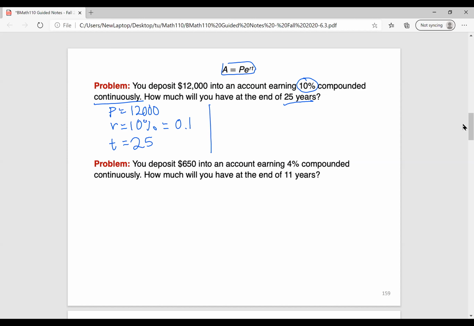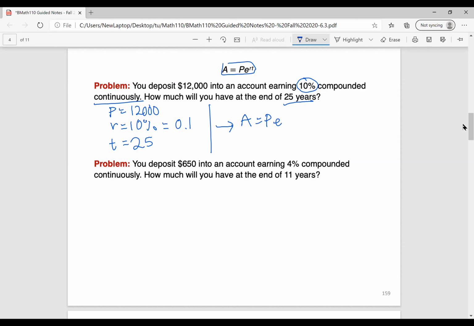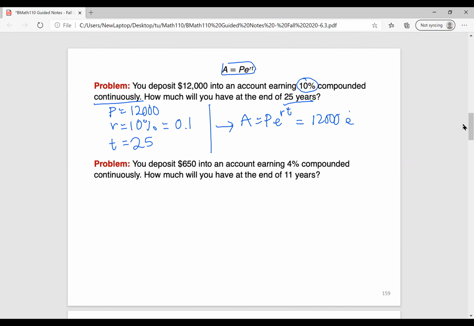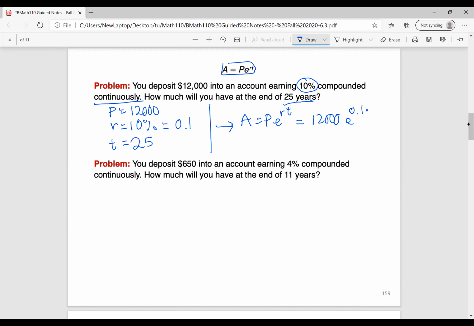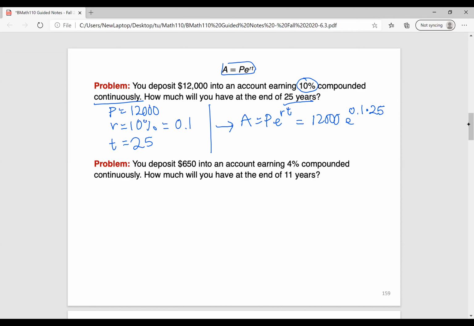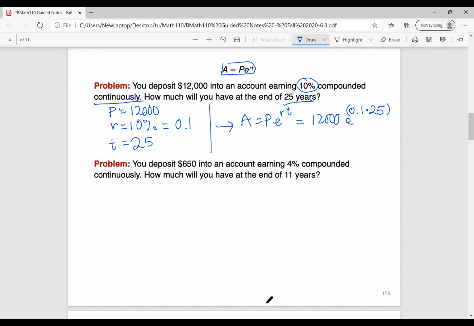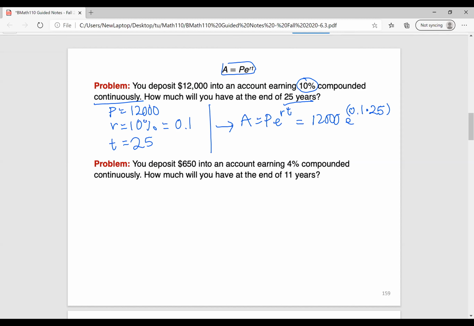And now you can apply the formula A equals P times e to the power rt. P is 12,000, times e to the power 0.1 times 25, right? If you don't want to mess up, just put a parenthesis here. So now use a calculator and do this problem.